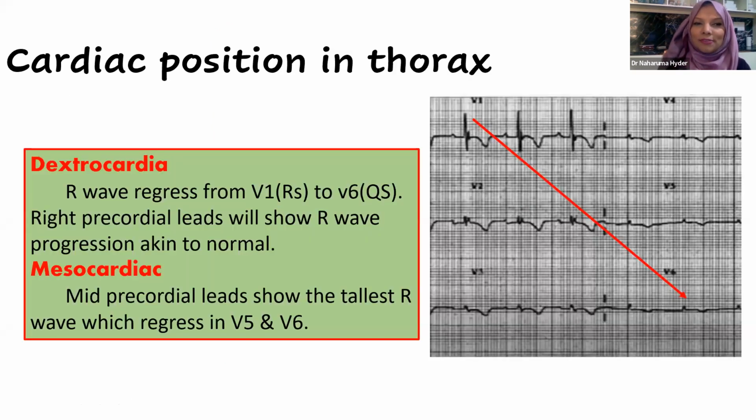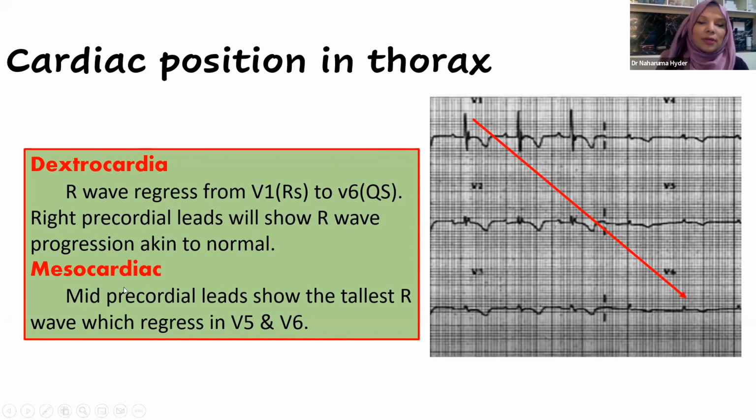So how do we identify dextrocardia? Now we are getting the LV mass on the right side, and so we get a tall R in V1, there is non-progression of the R wave, and we get a small R wave in V6. So this non-progression tells us that this is a case of dextrocardia.